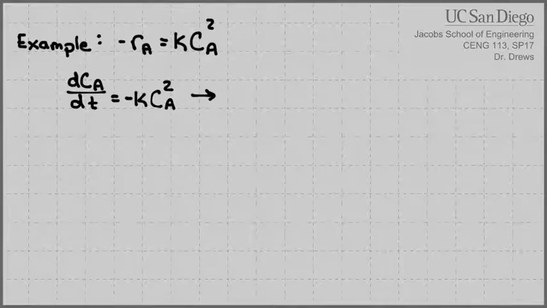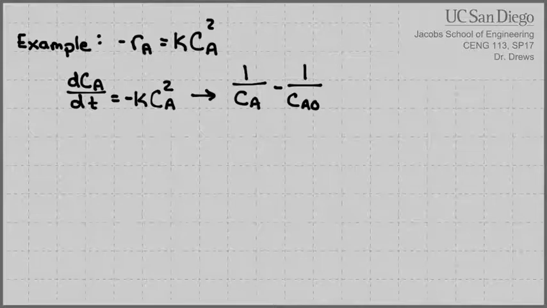If I integrate that, I get 1 over C_A minus 1 over C_A0, C_A0 being the initial condition, is equal to kt. So is that a linear form? Not yet. Not yet. Why not? Because we have 1 over y, essentially. We would have to find the inverse of C_A if we want that to be our y value. Or we can just call 1 over C_A our y value. We can call anything that we want our y value.